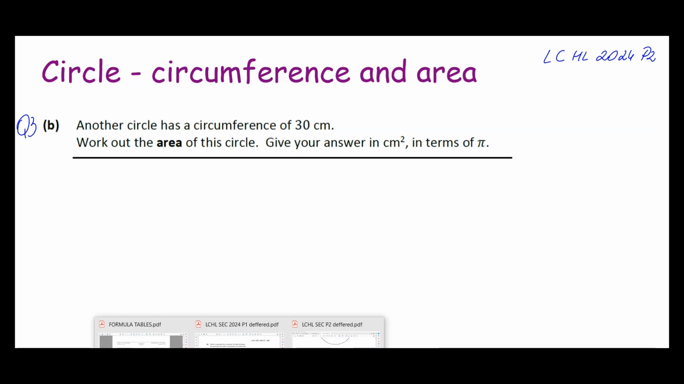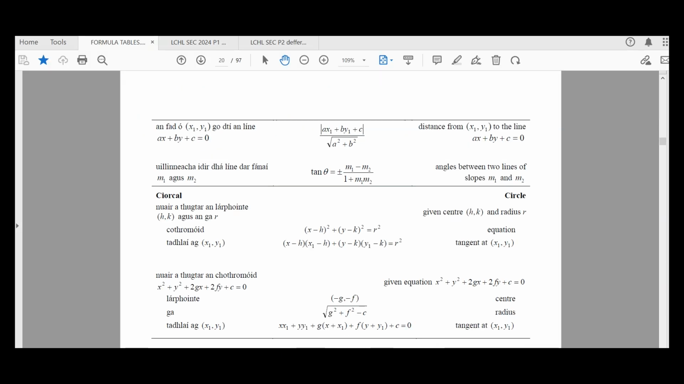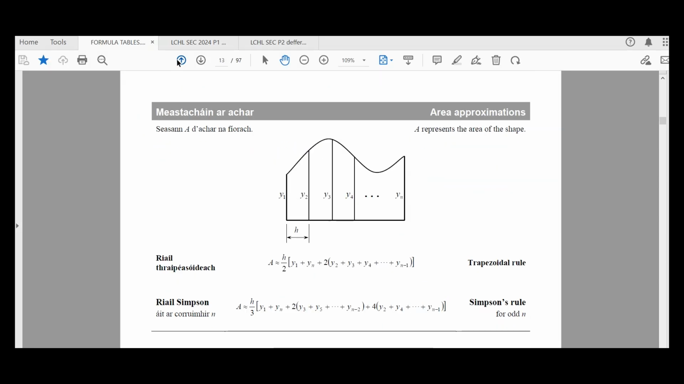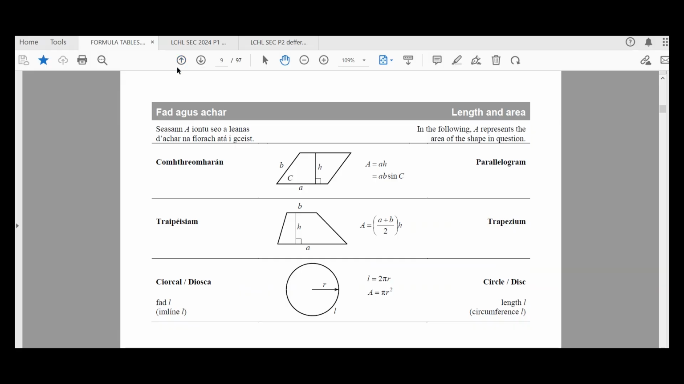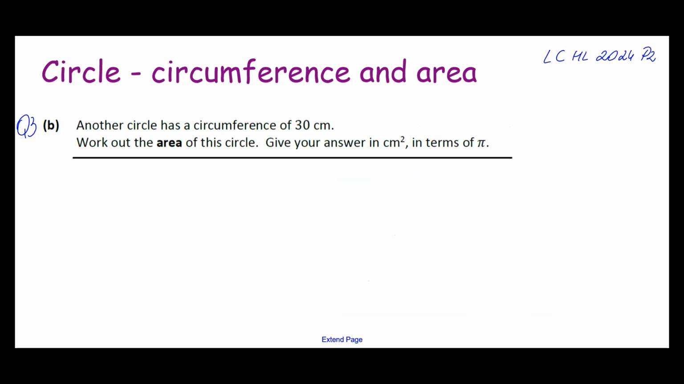Area of the circle. How do we get the area of the circle? We go to our table and we go for the circle. There it is, and that is the area. So let's write that formula: area equals pi multiplied by radius to the power of 2. So what do we need to find the area?